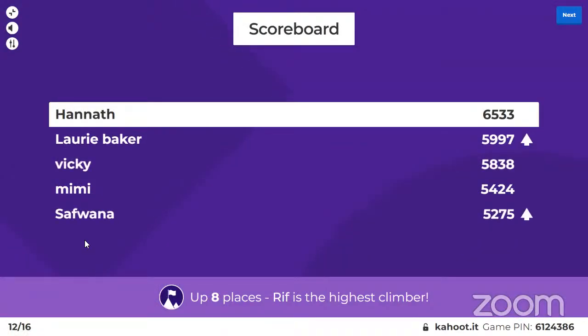Hannath on the top with 6,533. Second, we have Laurie Baker. Third, we have Vicky. Fourth, we have Mimi. And fifth, we have Safwana. And we have a new climber also, the highest climber here, climbing up 8 places. So 13th.